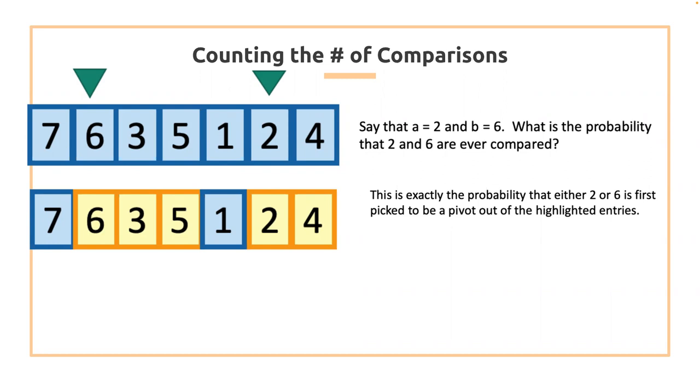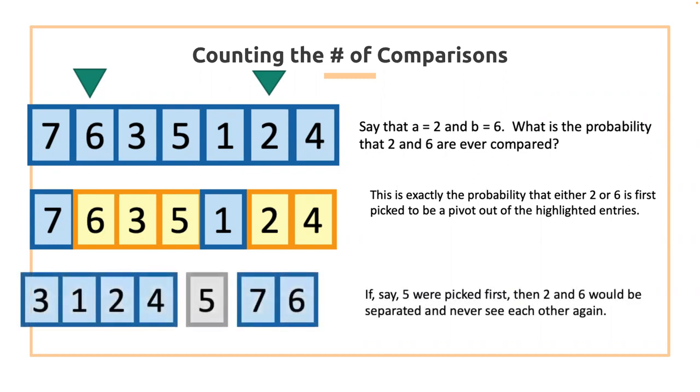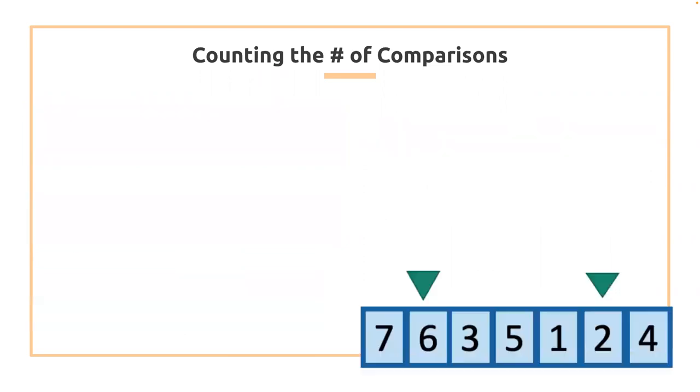Okay, so the actual probability is just what needs to happen. What I know for sure is if right now I pick 3, 5, or 4, they'll never be compared. If I pick either 6 or 2, they will be compared. So the probability is just 2 out of these values. Again, like we were saying, if I were to pick 5, then 2 and 6 would be separated and they would never get compared.